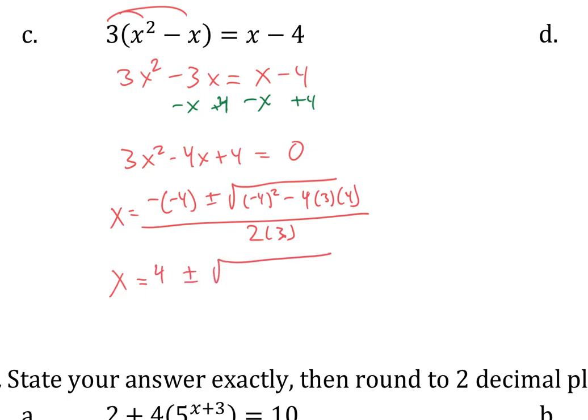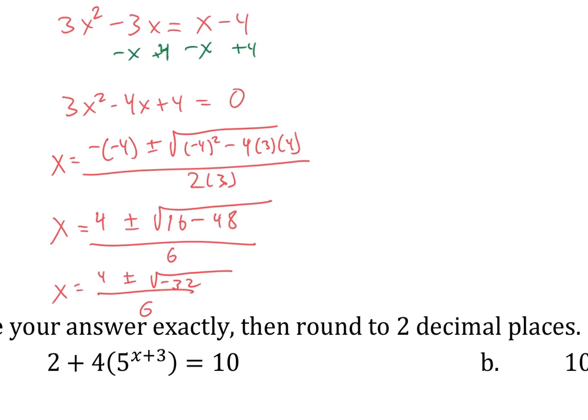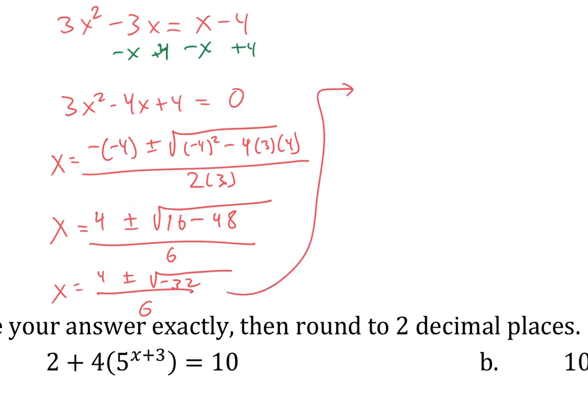We have -4 squared, that is positive 16. And we have, now notice this is like a -4 times a 3 times a positive 4. Well, there's only one negative here, right there. So it's minus 4 times 4 is 16. 16 times 3 is 48. All over 6. And 16 minus 48, that should be 32. Okay, negative 32. Getting close. All right. Well, let's go on up here.